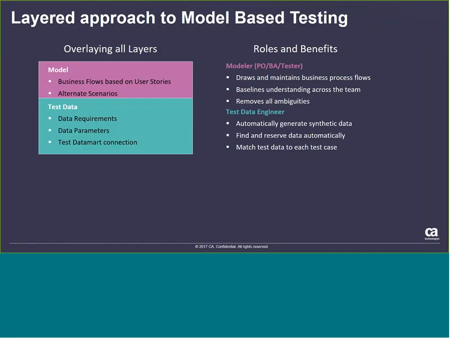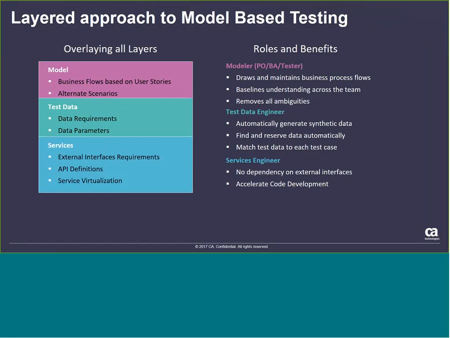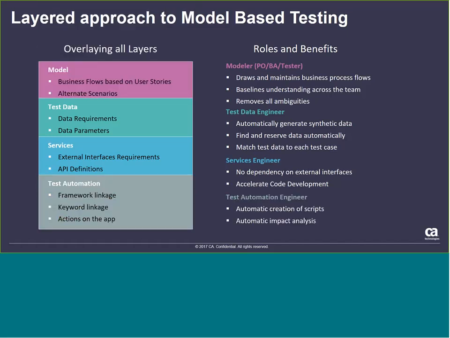The test data engineer identifies test data requirements based on the flows and automatically generates fit-for-purpose test data for the test cases using integration with CA's Test Data Manager. And this test data can be generated synthetically or through subset masking of production data. The services engineer identifies external dependencies in the flow and can use CA service virtualization technology to eliminate constraints that can accelerate code development and testing. And the test automation engineer uses the model to identify linkages for automation so that automated test scripts can be created.